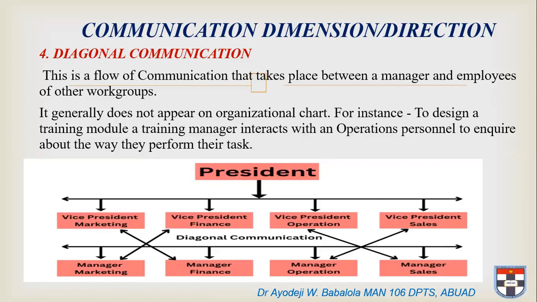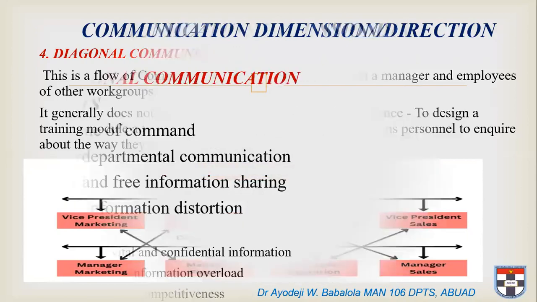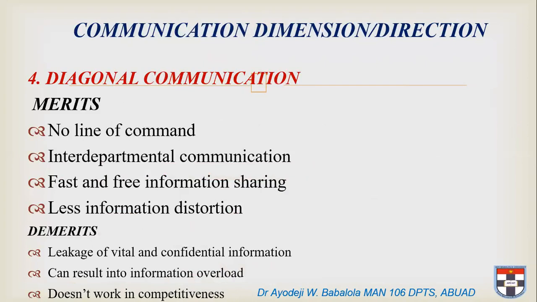But we also have examples of lateral communication between the four vice presidents and between the four managers. Those are lateral communication. So the advantages of diagonal communication: there is no line of command. It enhances interdepartmental communication. It is fast and free information sharing. It has less information distortion.